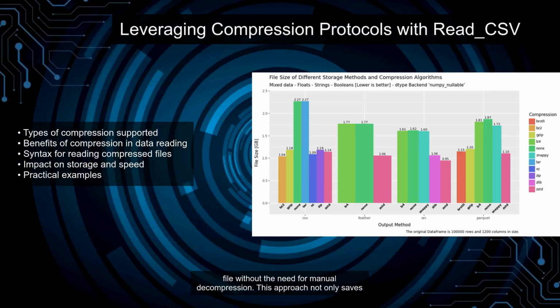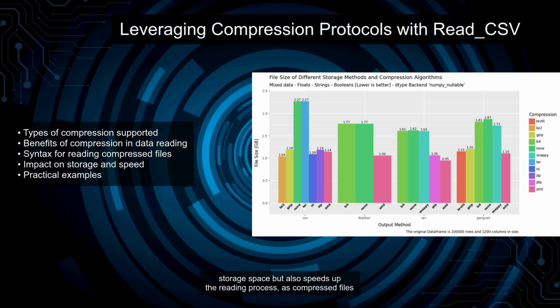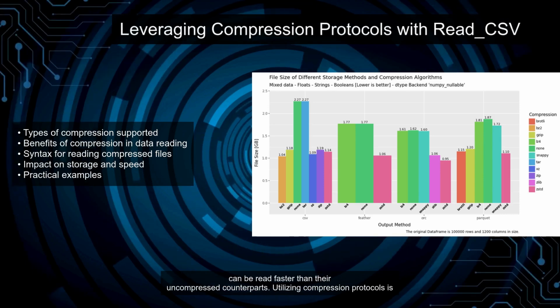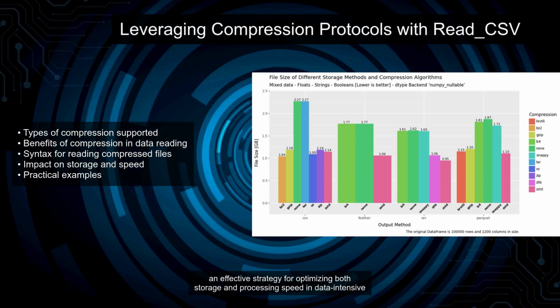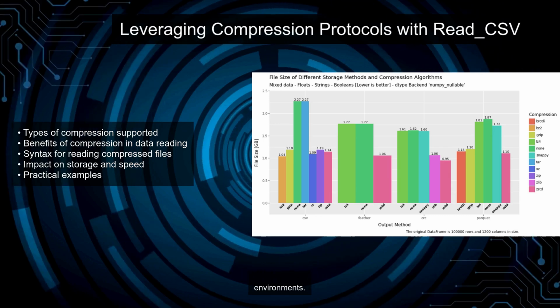For example, using pd.read_csv('large_file.csv.gz', compression='gzip') allows you to read a gzip compressed file without the need for manual decompression. This approach not only saves storage space but also speeds up the reading process, as compressed files can be read faster than their uncompressed counterparts. Utilizing compression protocols is an effective strategy for optimizing both storage and processing speed in data-intensive environments.